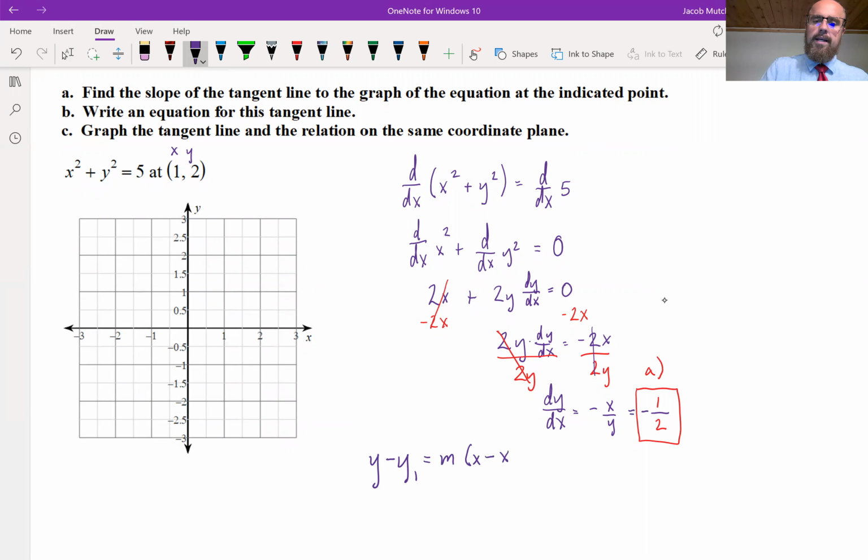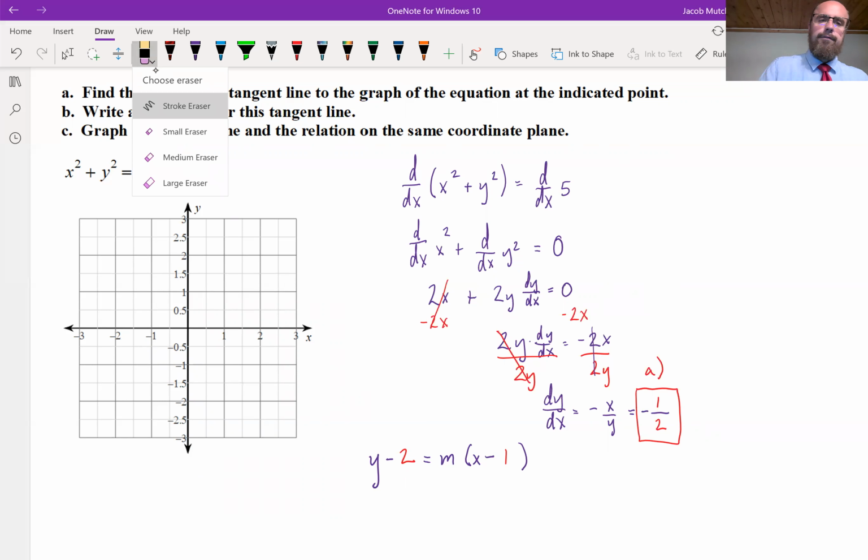And recall, with that form, I need to fill in 3 things. I need to fill in x1, y1. So we'll go ahead and do that. That's my point here, (1, 2). So the 1 is an x, the 2 is a y. And then I also need to fill in for the slope, which I just found to be negative 1/2.